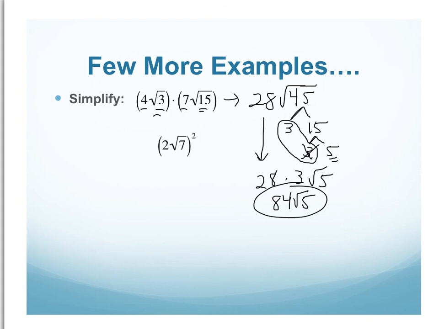You have one more to do on your own. You have this 2 root 7 squared. Remember that when you're squaring something, you're multiplying it by itself. So this is 2 root 7 multiplied by 2 root 7. Pause the video right now. Try this one on your own. When you come back, I will give you the answer, but I will not show you the work.